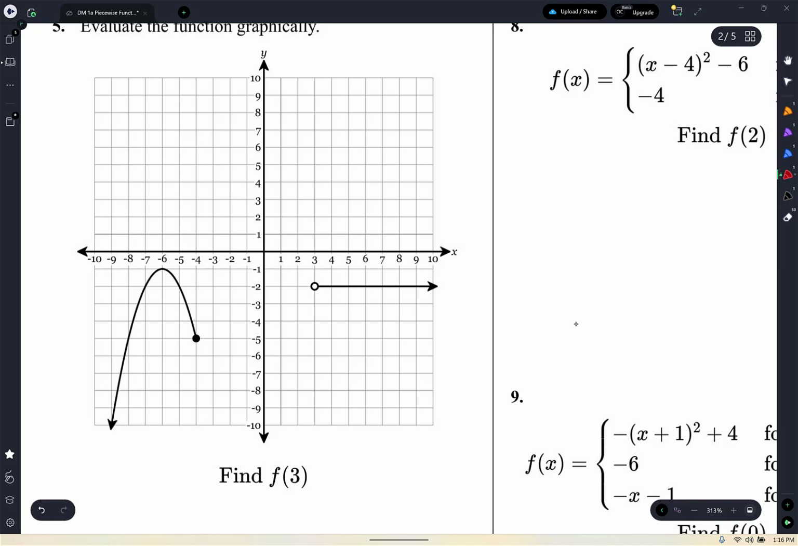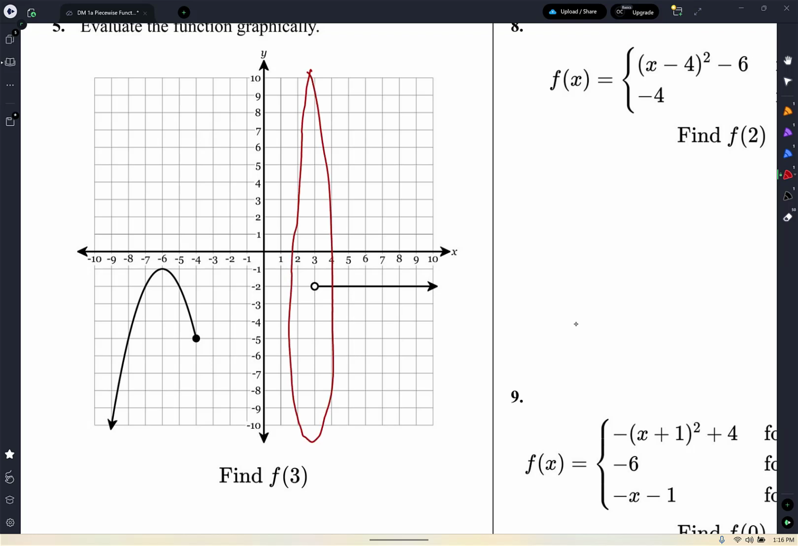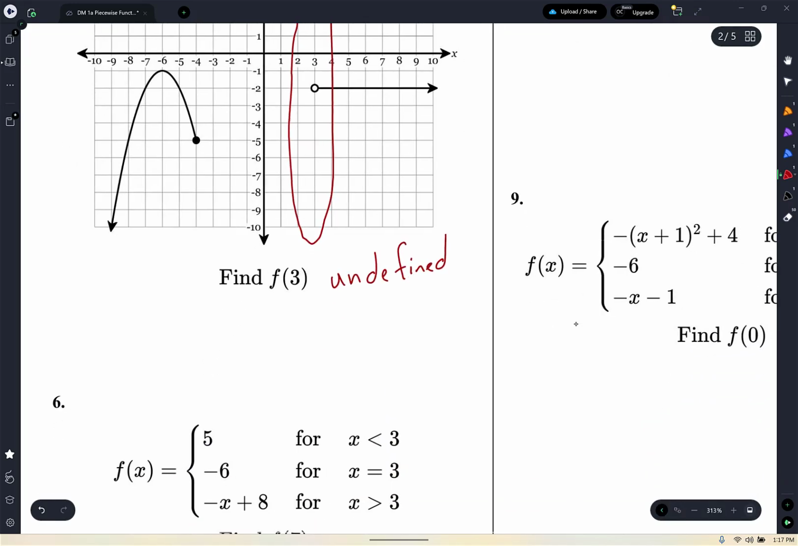Are we having any issues so far? Perfect. At 3, look at x equals 3. If I look down x equals 3, I notice that I just have a hole at 3, negative 2, and nowhere are you defined. There is no y value when x is 3. So the perfect word for f of 3 is to say, it starts with letter U, undefined. And that's it. F of 3 is undefined. You are not defined anywhere. When x is 3, there is no y value. Does that make sense to you guys?